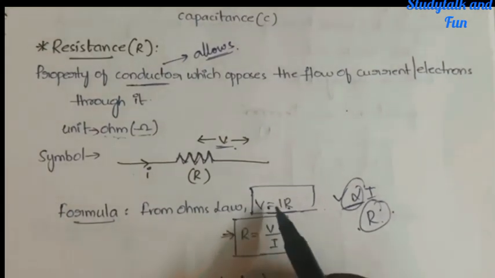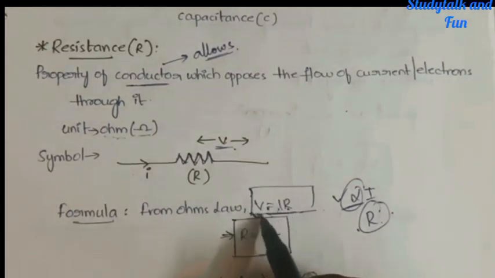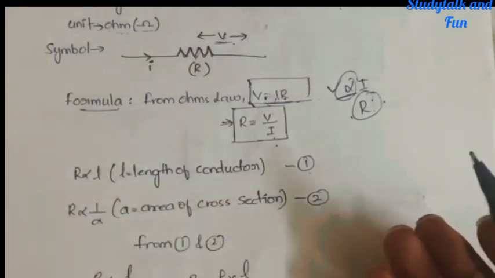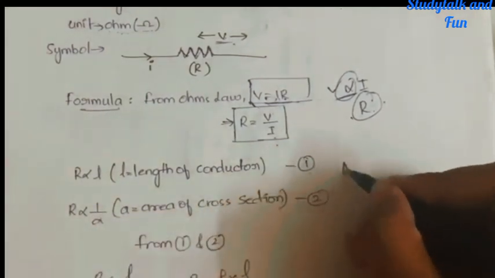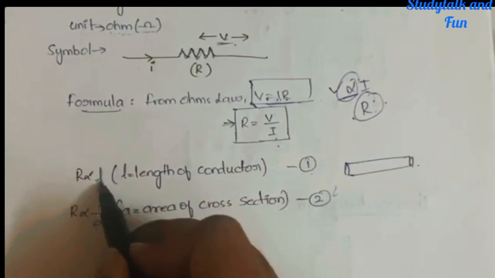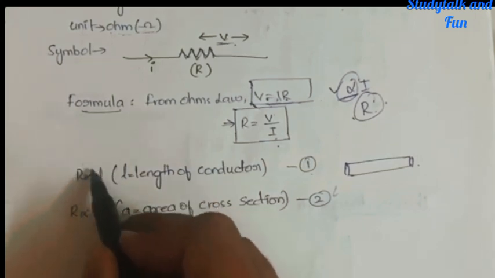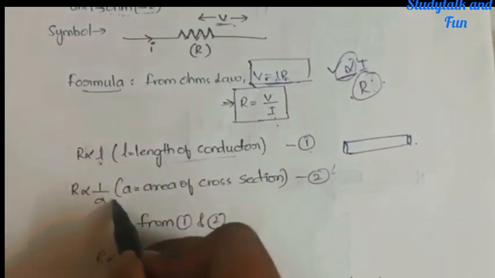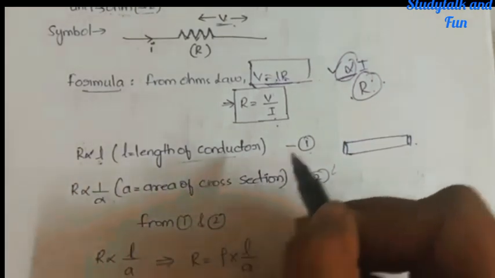But okay, when you send this I over to this side, it becomes divided by I, and R is equal to V by I. Okay, and we also have another formula. When you are assuming a conductor, then R is directly proportional to the length of the conductor, and it is inversely proportional to the area of cross section of the conductor.